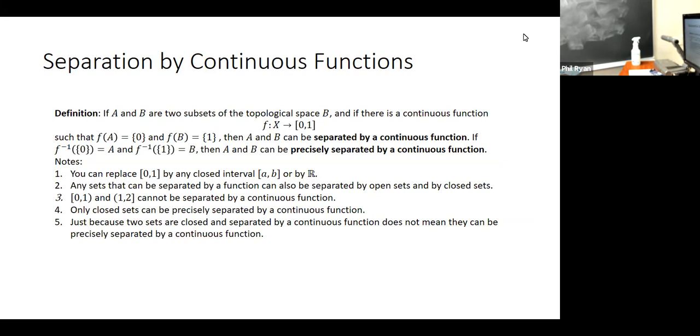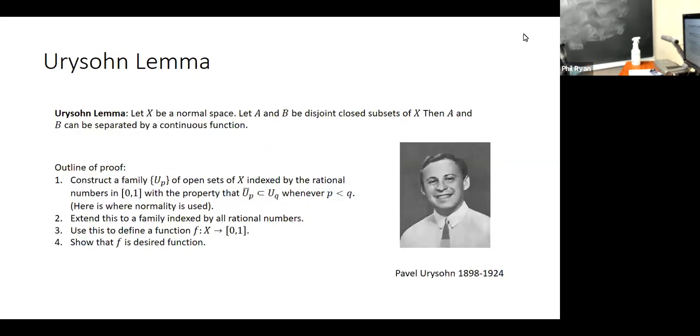Other things to note, of course, is only closed sets can be precisely separated, because this is a closed set, the pre-image is going to be a closed set. But just because two sets are closed and separated by a continuous function does not mean that they can be precisely separated. See examples of that later.